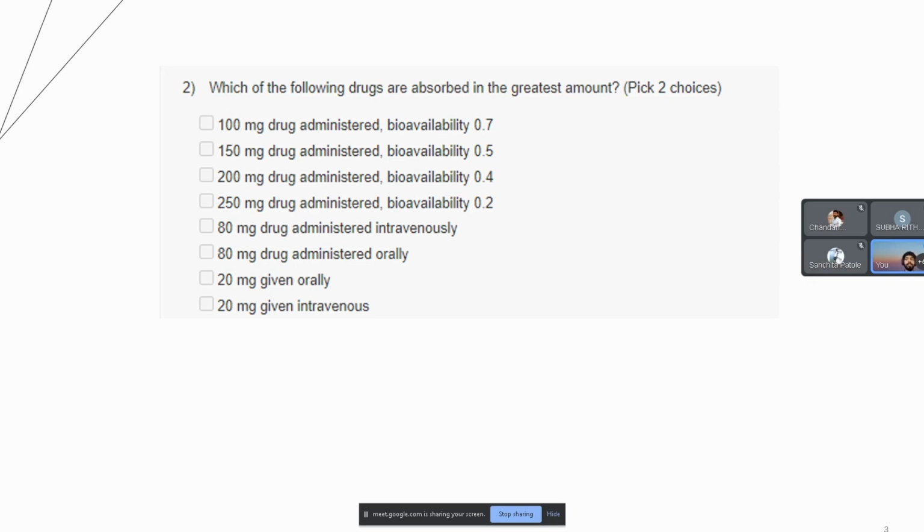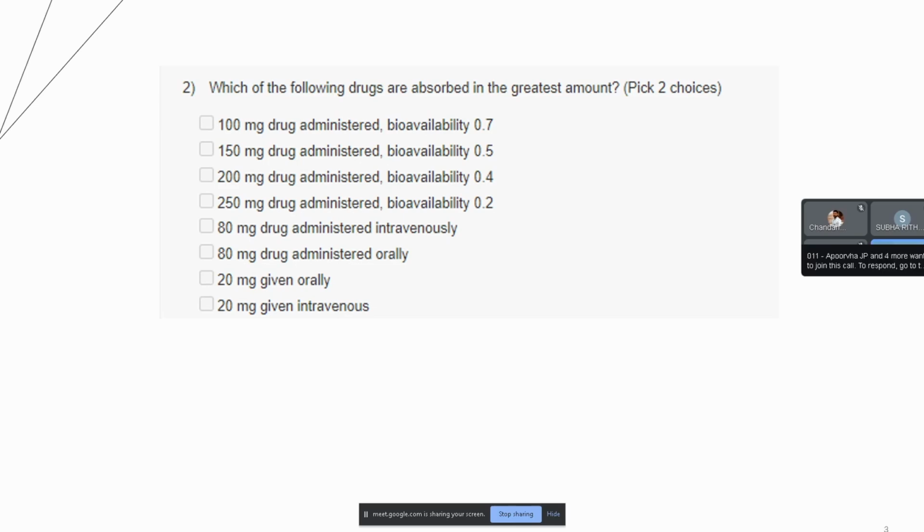Obviously, the drug that's finally there in your plasma through the oral route is going to be much less than what is given through the intravenous route, right? So bioavailability is the ratio between those two. In the first example, if I say bioavailability of 0.7, it means 70% of the drug is going to end up in your plasma.